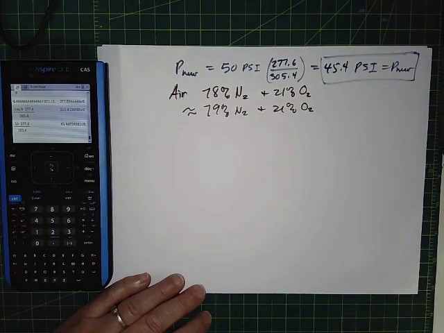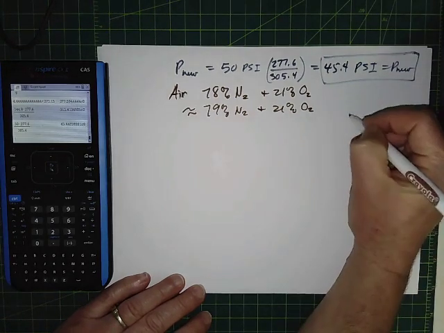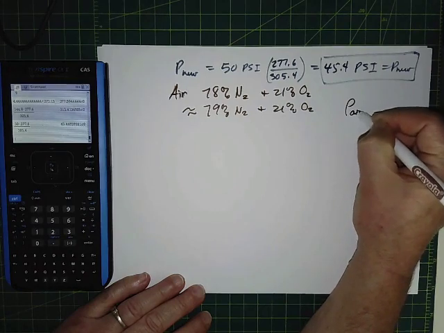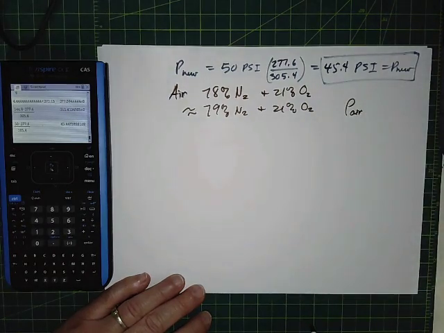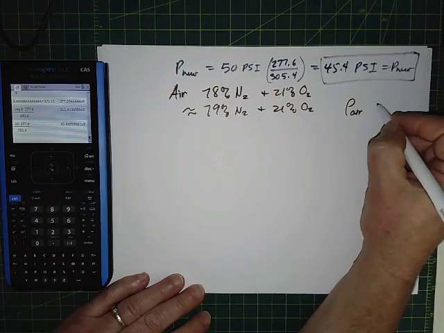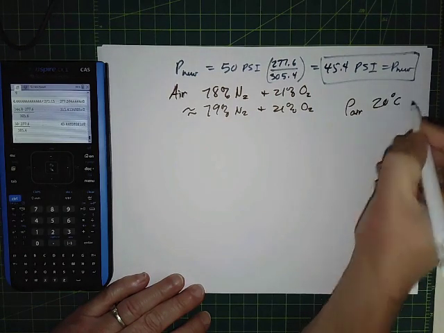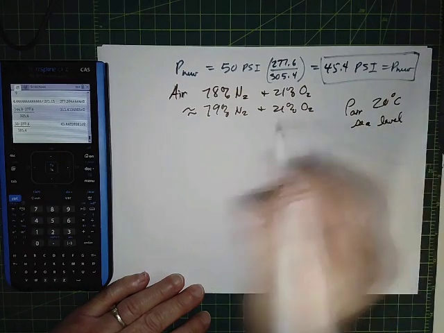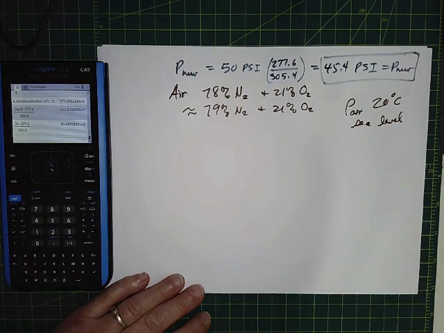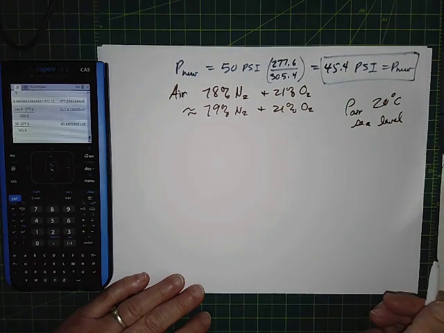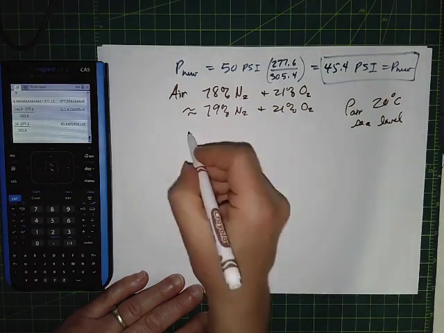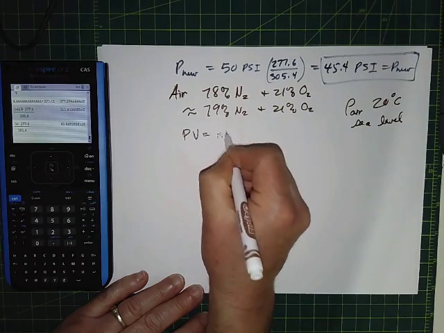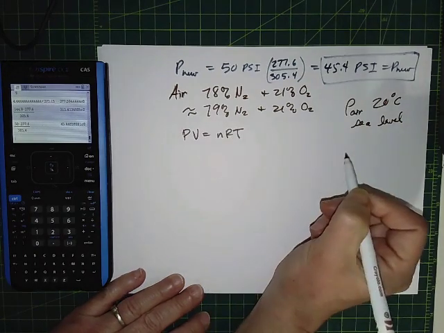So we're going to say this is our composition of our air, and we want to know what is the density of air. And we need a temperature and a location. So density of air at 20 degrees Celsius and at sea level. All right, so let's calculate this with the ideal gas law. All right, so ideal gas law, PV equals nRT.